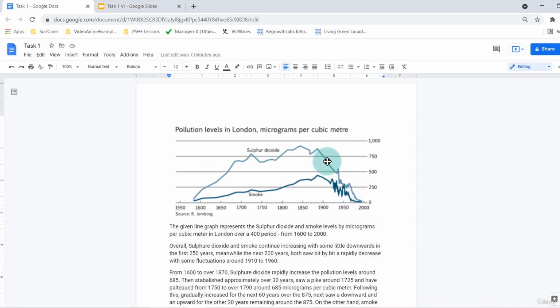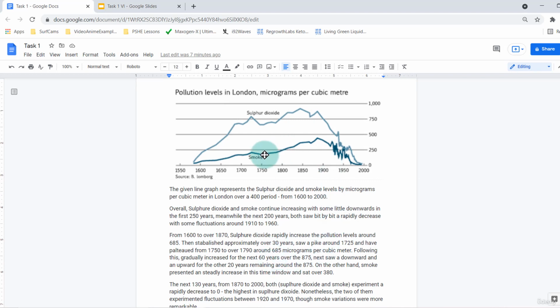So I'm looking at the data here. I think we're describing around this area, would that be right? 1790 we're at, so around here, sorry. Following this, gradually increased for the next 60 years. So we're here and then off we go.